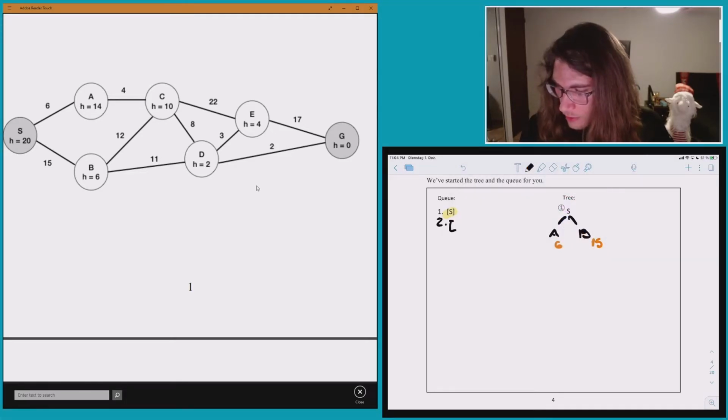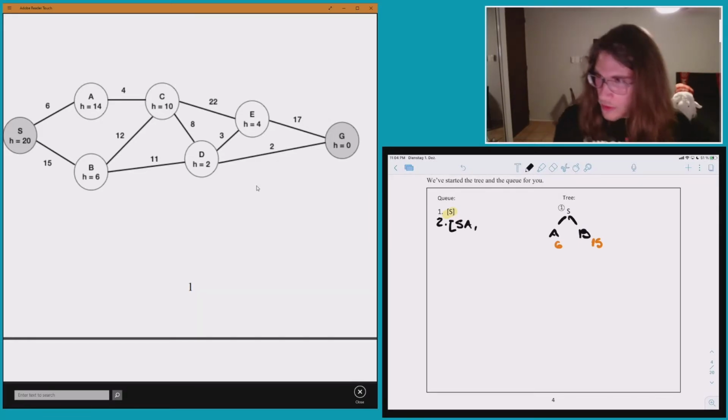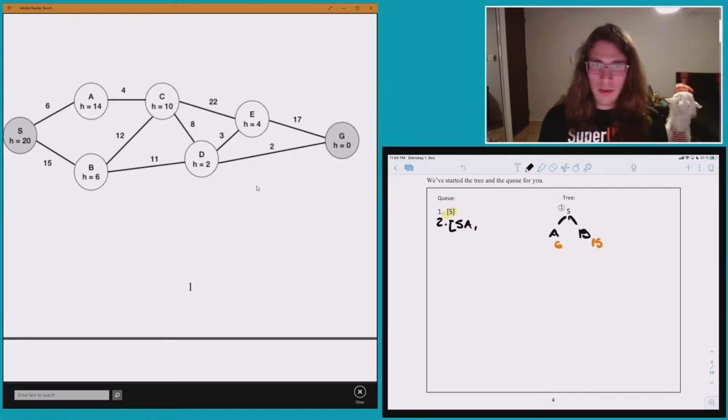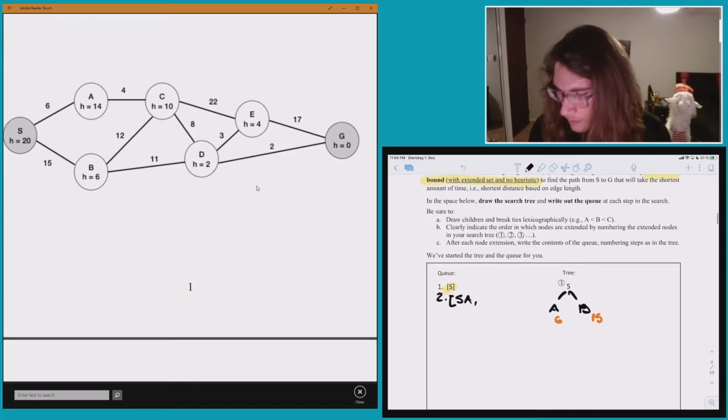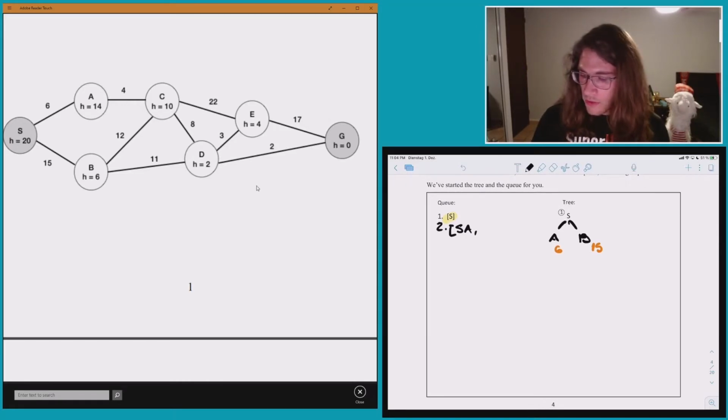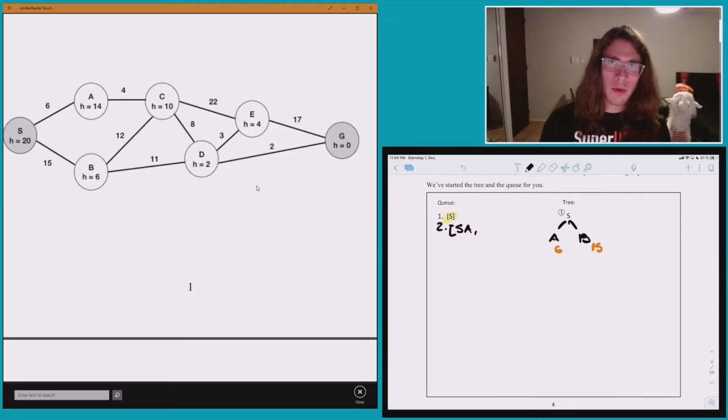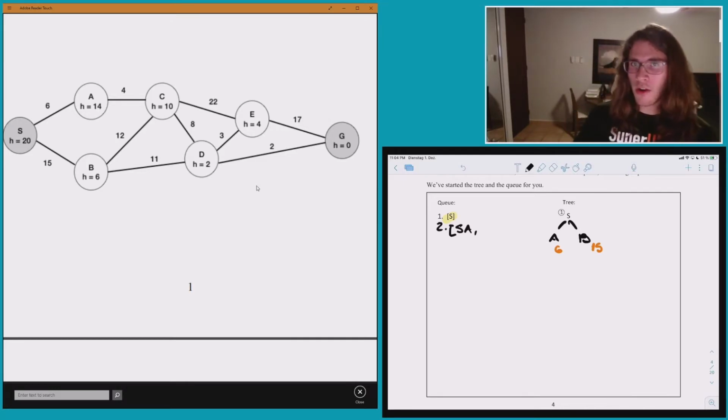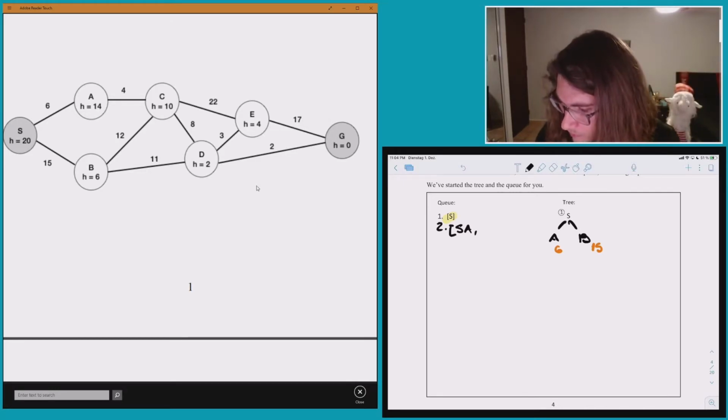Which means my queue now becomes, because reminder, when it's no heuristic, branch and bound sorts the queue by path length. So paths with shorter path length are moved to the front of the queue, longer path lengths to the back. That's SB. Oh, I forgot to open my extended set. I just have S so far.